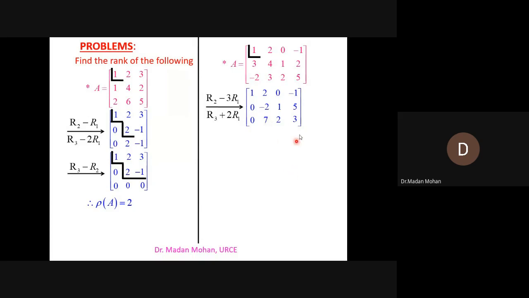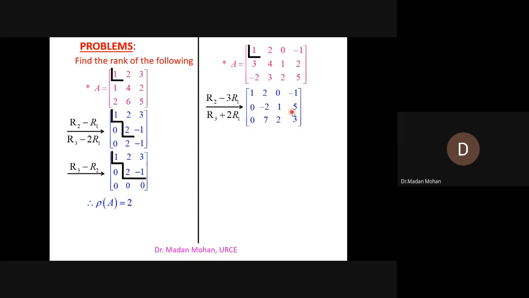Can anyone tell the rank of this one? What is the rank? You have to make it 0, reduce to echelon form, then only you can tell. Without reducing, I can tell the rank. Please observe here, I am not reducing to echelon form further, but I am using the rank definition now. Don't expect echelon form always.